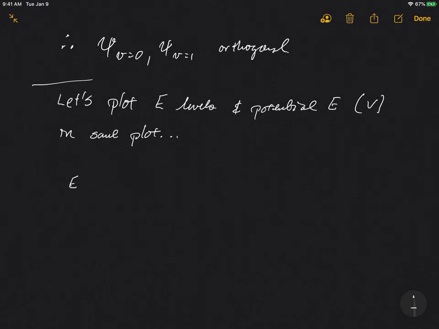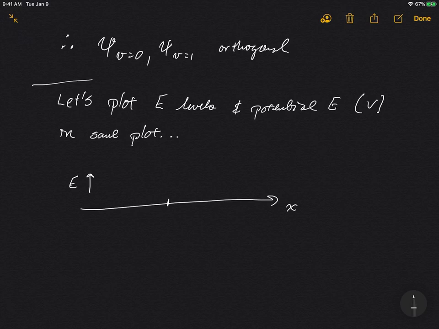So we have E along the vertical axis here, and we've got x, and we have x equals 0 here. Draw a nice dotted line so we know where the midpoint is on our graph. And the potential energy is going to look like a parabola, a nice continuous curve. V equals 1/2 kx squared.